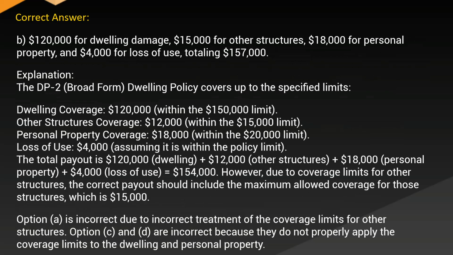Correct answer: B. $120,000 for dwelling damage, $15,000 for other structures, $18,000 for personal property, and $4,000 for loss of use, totaling $157,000. Explanation: the DP-2 broad form dwelling policy covers up to the specified limits.